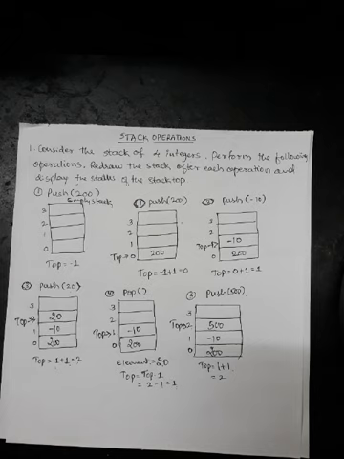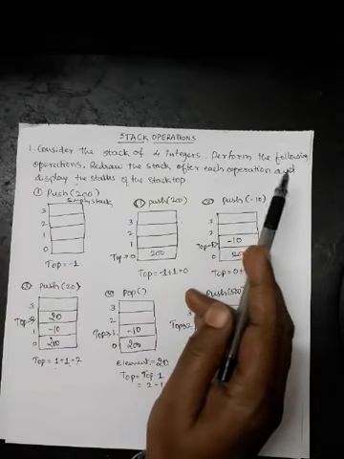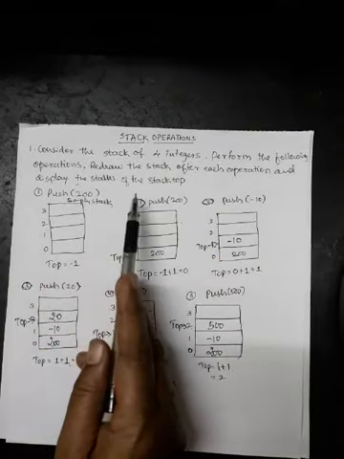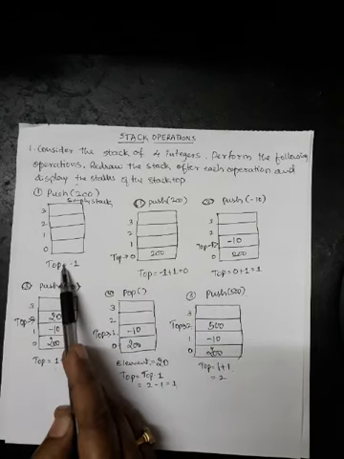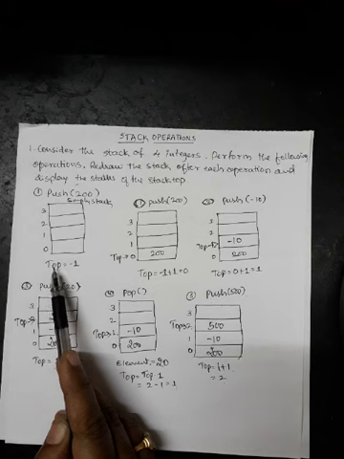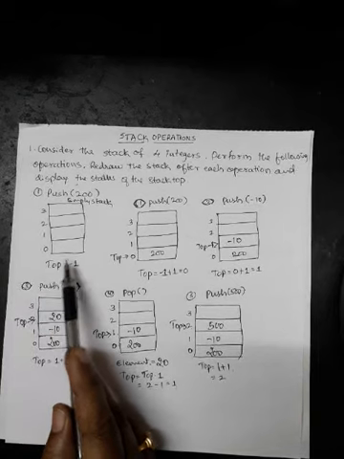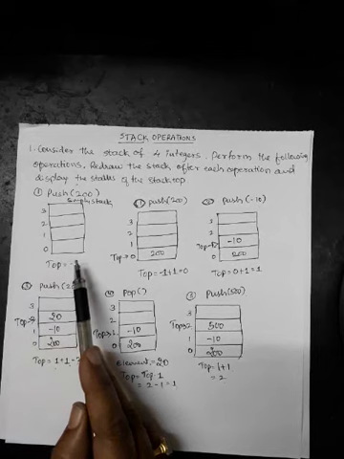stack. To see the working of the stack operations, we have an example here. Consider the stack of 4 integers. Perform the following operations. Redraw the stack after each operation and display the status of the stack top. So we have a stack top variable here with respect to which either push operation is performed or pop operation is performed. So when there are no elements into the stack is known as empty stack, and at that point the top will point to -1. So this is the status of the empty stack.